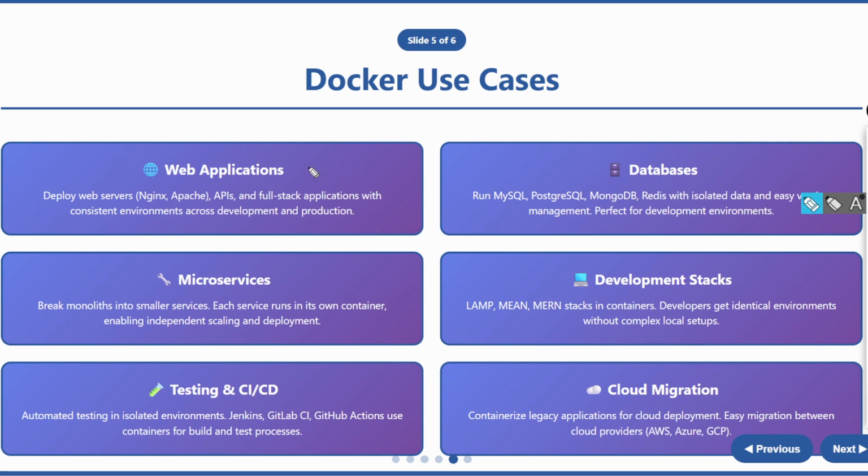So we'll discuss one by one, okay. So basically Docker web application. In the web application, how is Docker helpful? We are going to deploy a web server like nginx or Apache, or APIs, and full stack applications with a consistent environment across development and production, okay. So the web application will be consistent among any phase, okay.